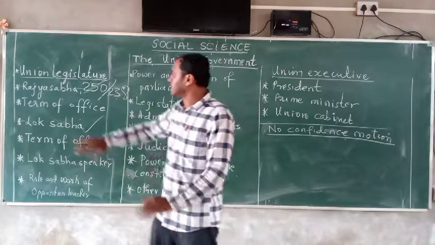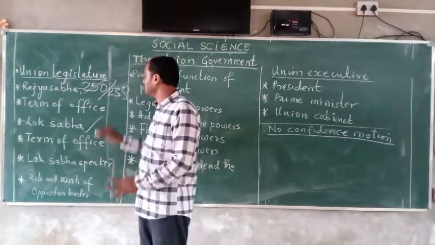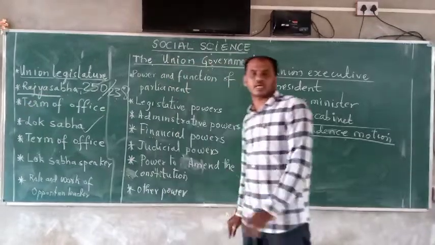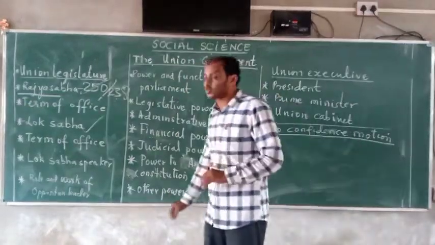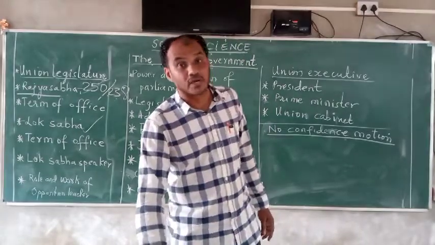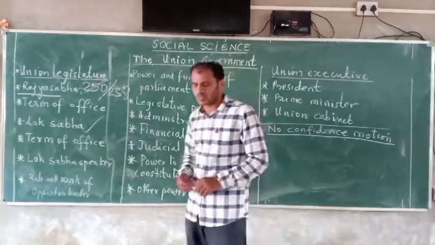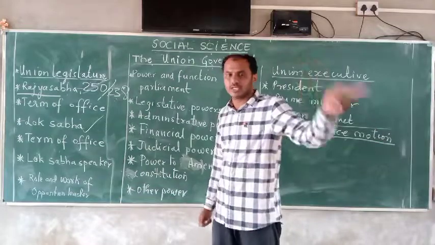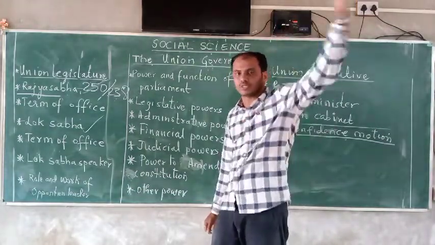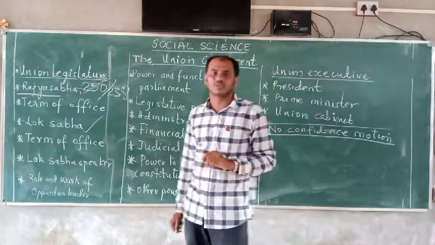This is regarding the Rajya Sabha. So next we will move towards another important house of the parliament. Already we have discussed. The union legislature consists of two houses. The upper house is Rajya Sabha, the lower is Lok Sabha.